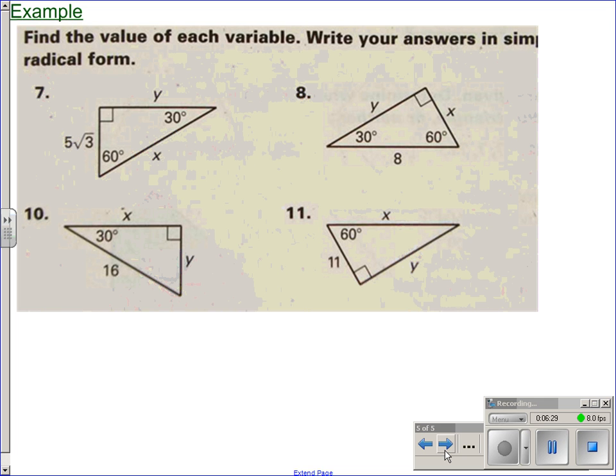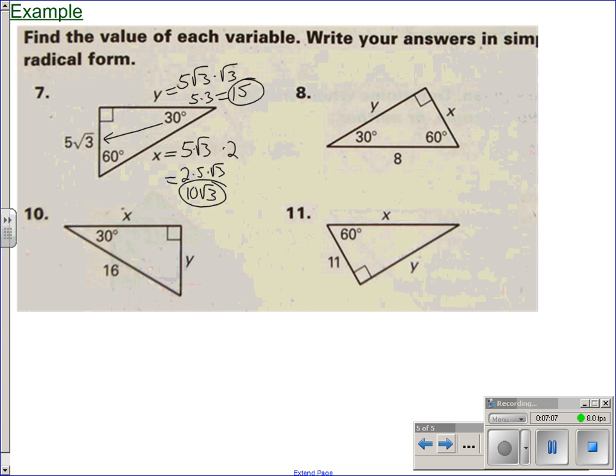In the first example here, number 7, here's our 30-degree angle. So across from that is the shortest leg. To get the longer leg, you take the shorter leg and multiply it by square root of 3. Square root of 3 times square root of 3 is 3. 5 times 3 is 15. That's part of it. X is the hypotenuse. To get the hypotenuse, you take the shorter leg and multiply it by 2. So this is 5 times square root of 3 times 2. Just change the order: 2 times 5 times square root of 3, that's 10 square root of 3. There's the hypotenuse. That problem's done.